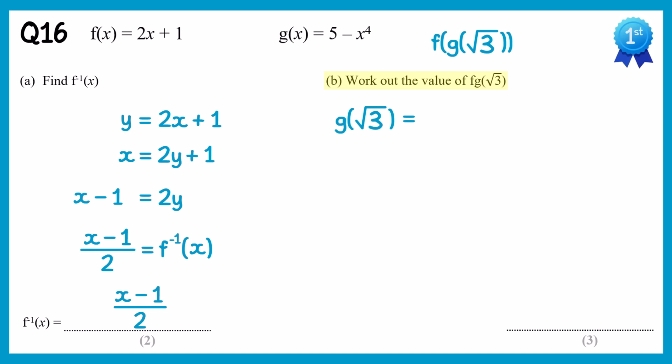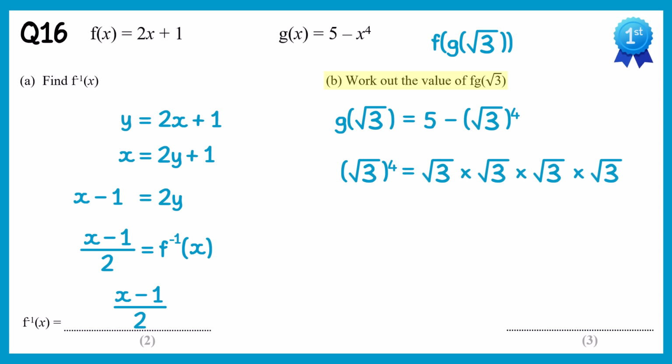So the g function is 5 minus x to the power 4, so it's 5 minus square root 3 to the power 4. Now let's think about square root 3 to the power 4. This means square root 3 times by itself a total of 4 times, so square root 3 times square root 3 times square root 3 times square root 3.